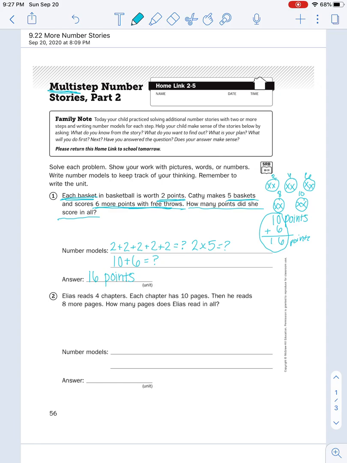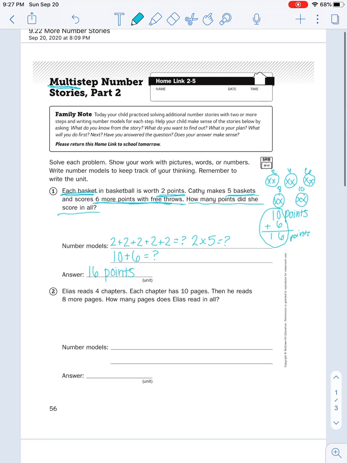Each chapter has 10 pages. Then he reads 8 more pages. How many pages does Elias read in all? Okay, so I'm going to first underline my important facts. So he read 4 chapters, and then it says each chapter has 10 pages in it. Then he reads 8 more pages. Okay, so that's separate than the chapters. How many pages does Elias read in all?